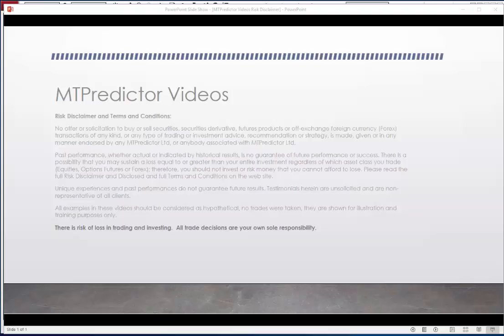In today's MTPredictor video, I'd like to look at how the US E-minis unfolded yesterday, which was Tuesday, January the 31st, last day in January.